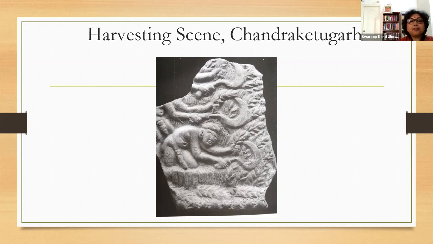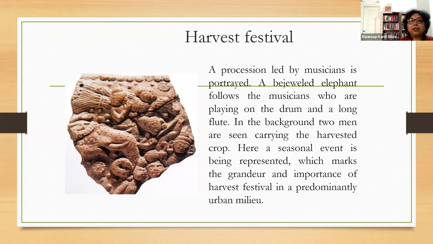Similar harvesting scenes have also been found from Tomluk. This was a significant aspect of the daily life of a peasant during the harvesting season. So these scenes finally culminated in a beautiful representation of a harvesting festival. This is fragmentary, broken, but at least we can have some idea. It is depicted in a plaque also from Chandraketugar, and this also can be dated to the 1st to 2nd century CE.